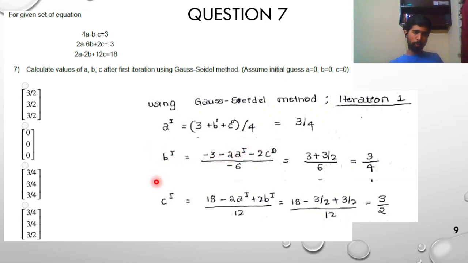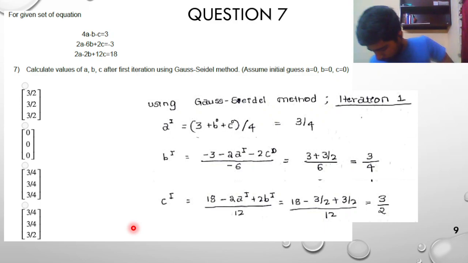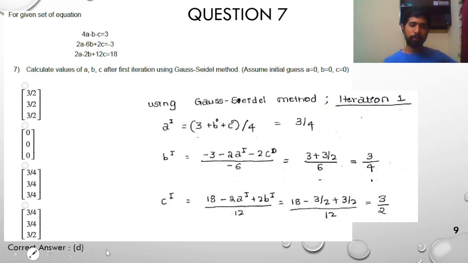Okay, so these calculations you can do anyway, so it will come out to be 3 by 2. So the correct answer should be 3 by 4, 3 by 4 and 3 by 2, which is option D. Yeah, so this is the way in which we calculate. Any queries regarding this? Okay, so let us move to the next question.